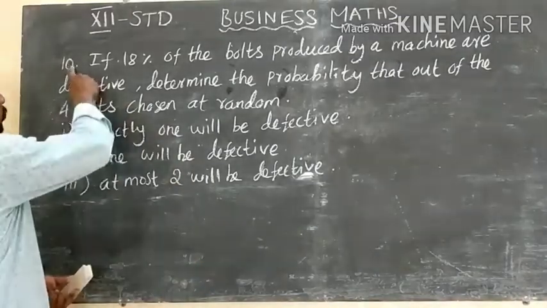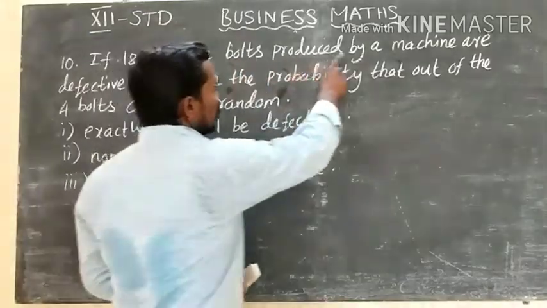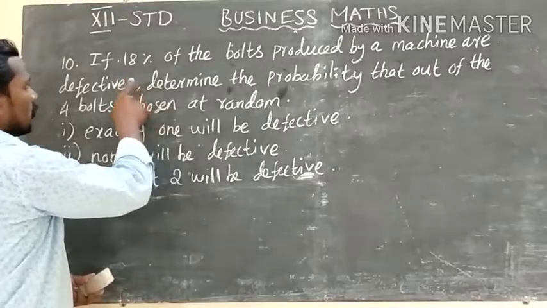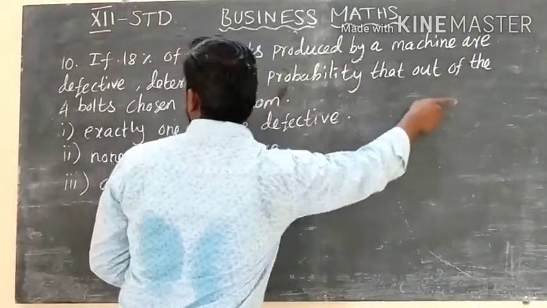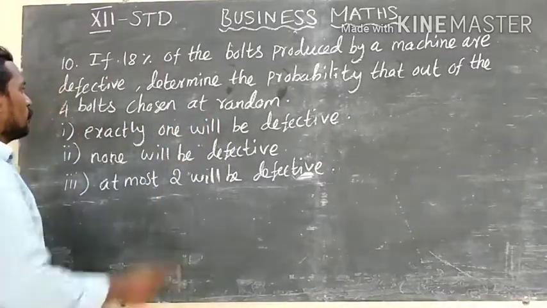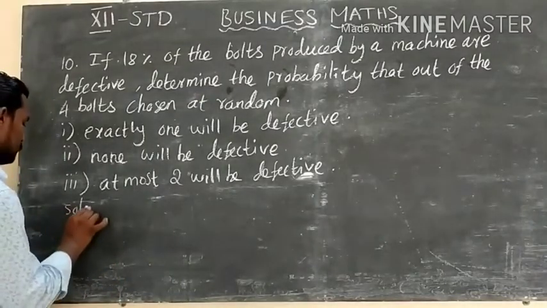Okay. Next, 10th question. If 18% of the bolts produced by a machine are defective, so 18% of bolts are defective, determine the probability that out of 4 bolts chosen at random. So only 4 bolts are chosen. Okay, the solution.